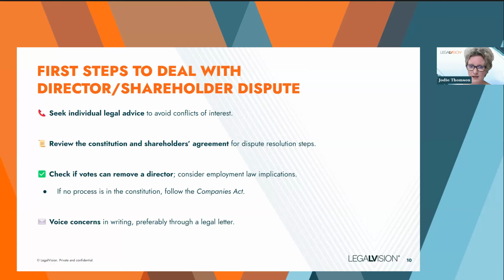Consider if it's the case where one director is behaving in a way that's very problematic, if it's an option to simply remove them with votes, separate to any employment law implications there are if they're also an employee. Likewise, if they're a contractor with a contract protecting their terms of engagement. But if on the basis they're only a director, there are circumstances where you can remove a director. If it's not set out in the Constitution or shareholders agreement, then the rules in the Companies Act will apply.